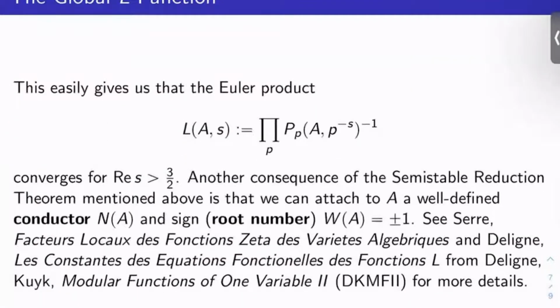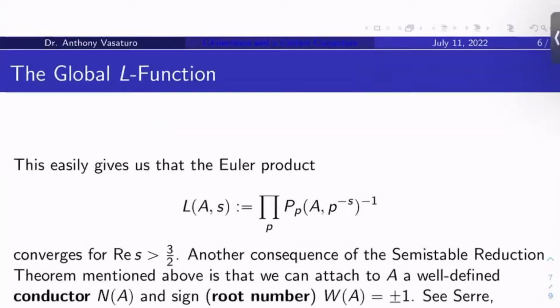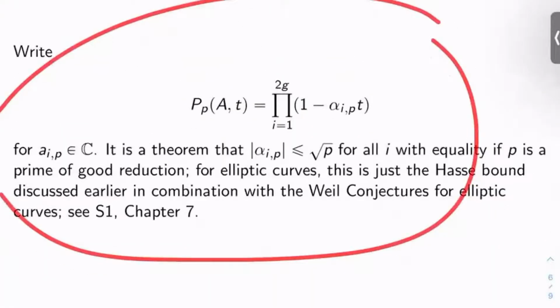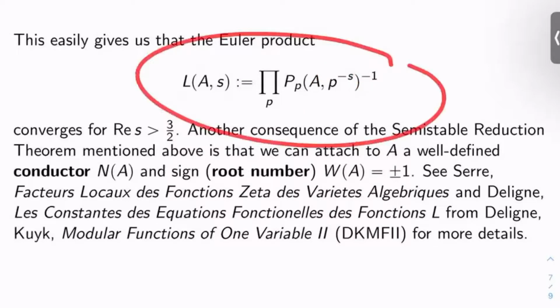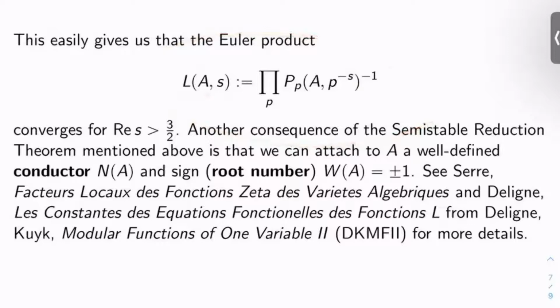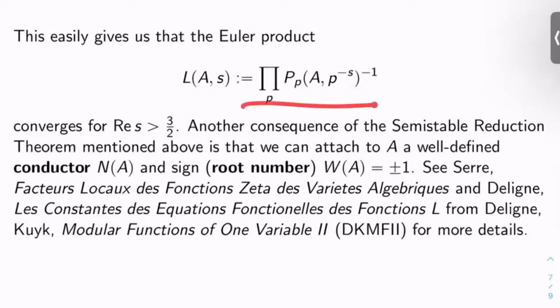Now, so what is the global L function? Basically, this discussion up here gives me that there's an Euler product, which I'll call L of AS, which is the product over P of the reciprocals of the local L factors where T has been replaced by P to the negative S, a substitution motivated by the Riemann zeta function. This is the global L function attached to A. Okay, so it's like the product of the reciprocals of all the local L factors, basically. And this product converges for a real part of S bigger than 3/2.